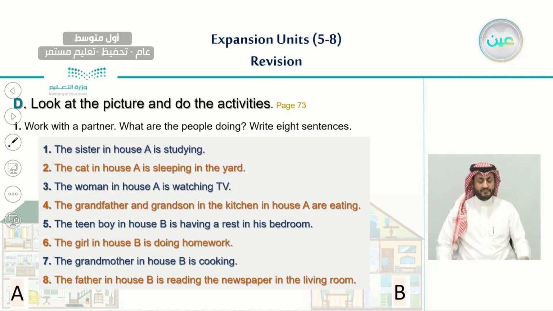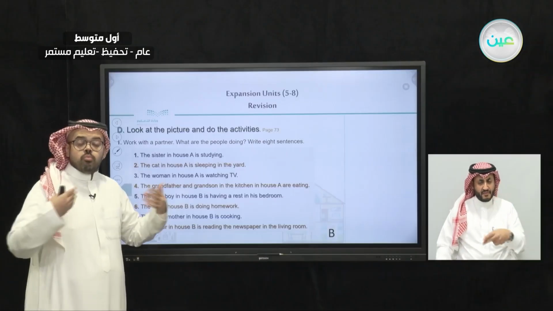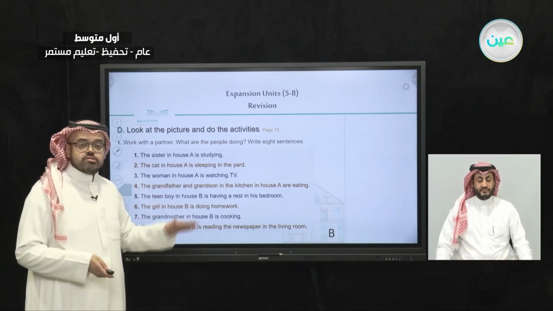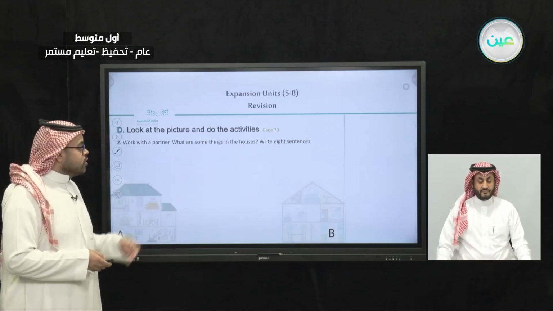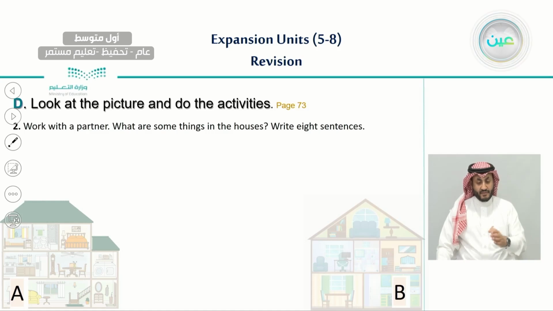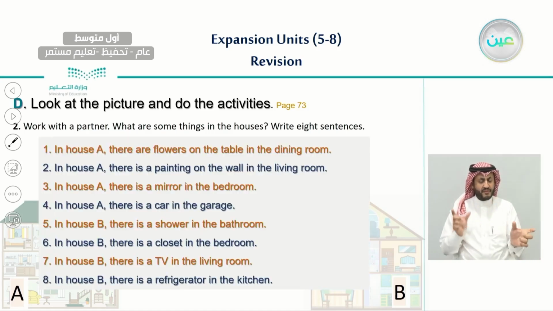So you can read those, and also you can write more sentences about this. Also, another question about these two open houses was what are the things that we can see in those houses? For example, you can say, number 1, in house A, there are flowers on the table in the dining room. And number 5, in house B, there is a shower in the bathroom. So you can even write more or other sentences than these.